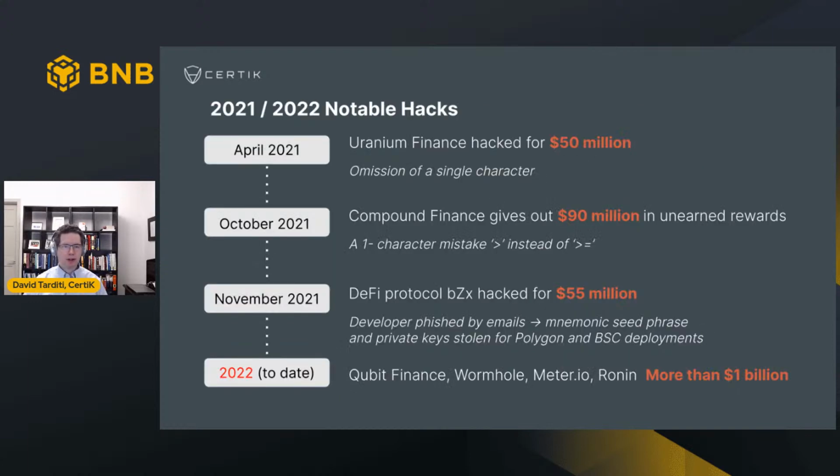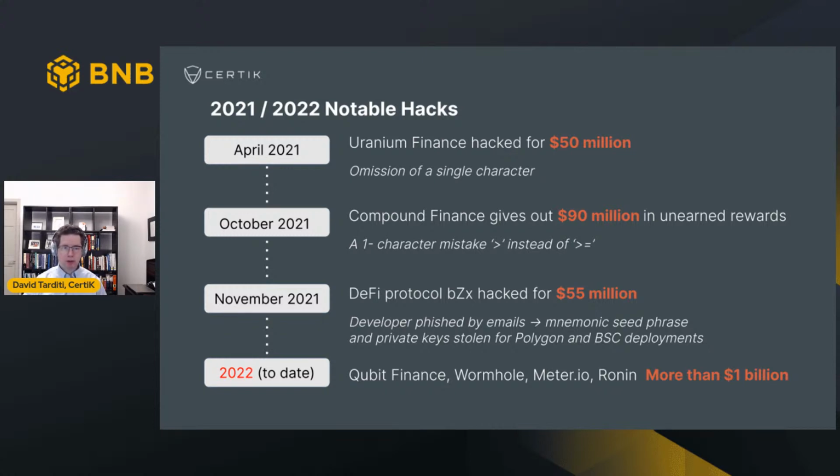Some notable hacks, just to give you some examples of things that have happened in 2021 and 2022. Uranium Finance in April of 2021 was doing an upgrade, and they were hacked for $50 million. It was the omission of a single character. In October 2021, Compound Finance gave out $90 million in unearned rewards. It was a one-character mistake that wrote a greater than sign instead of a greater than or equal to sign.